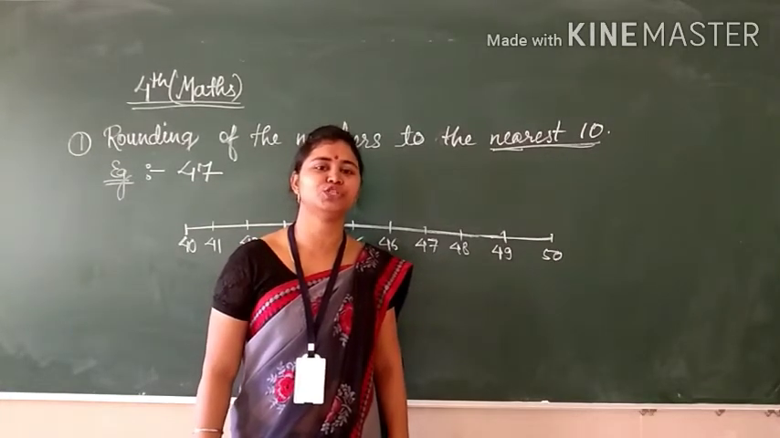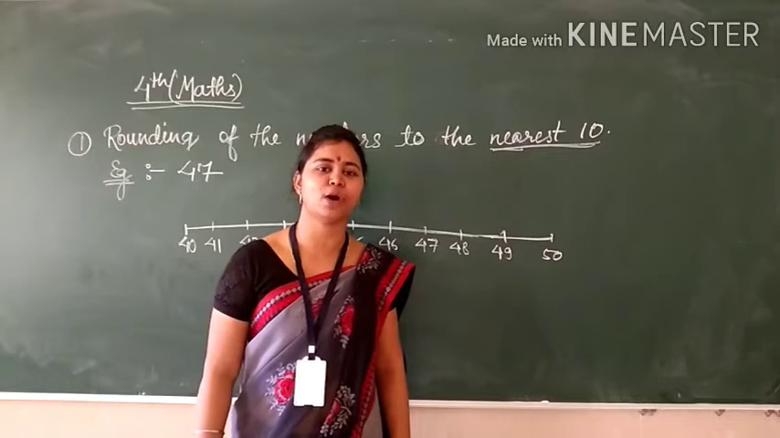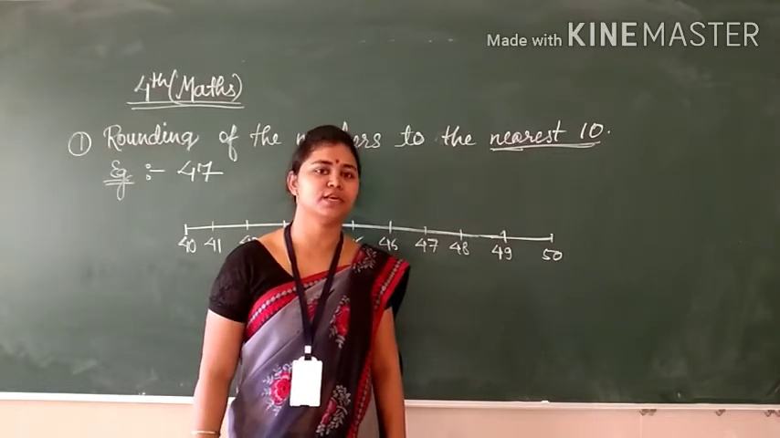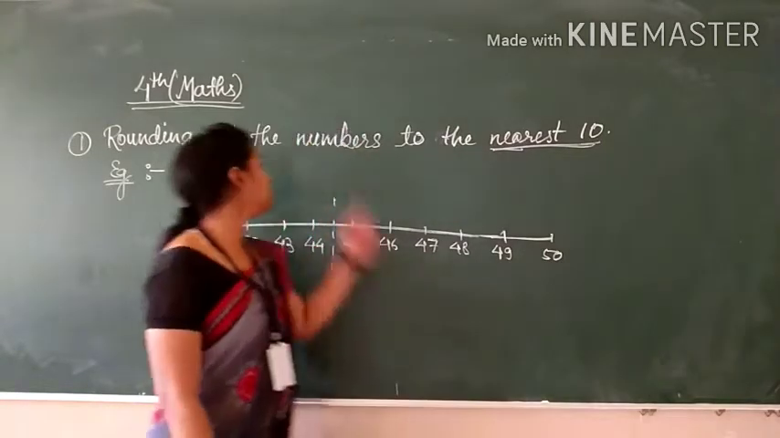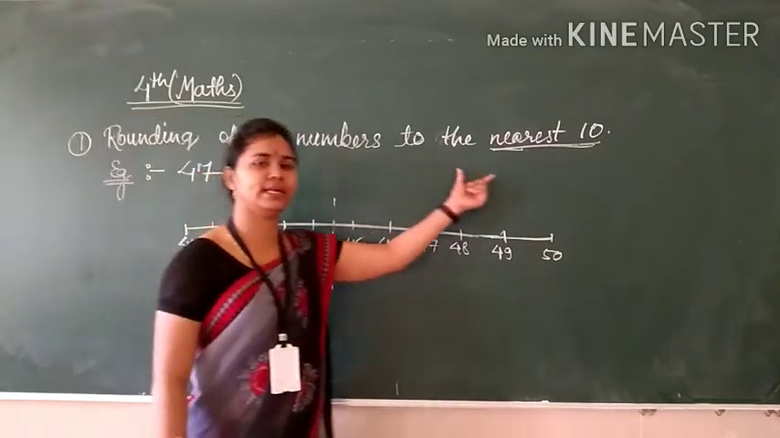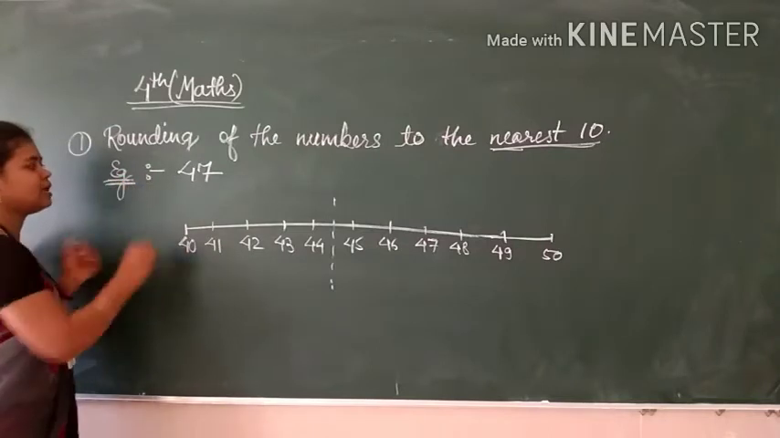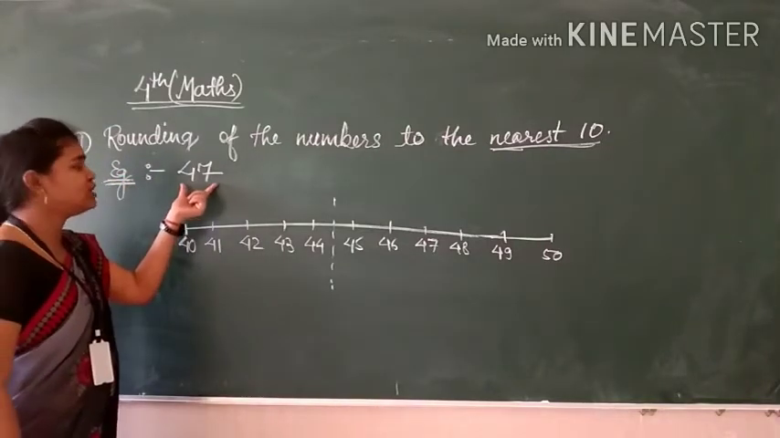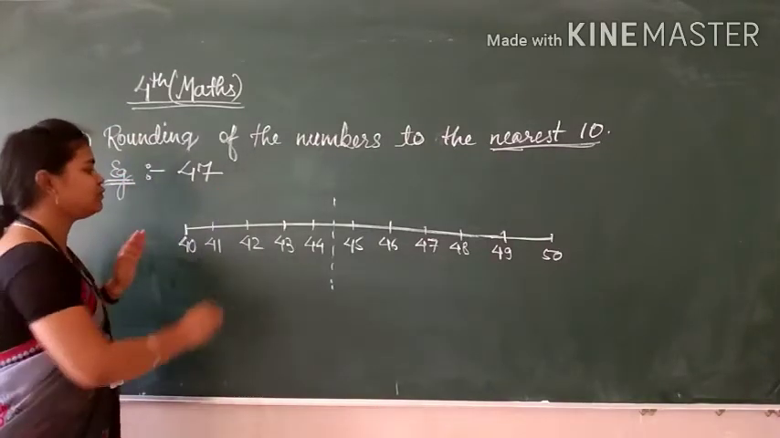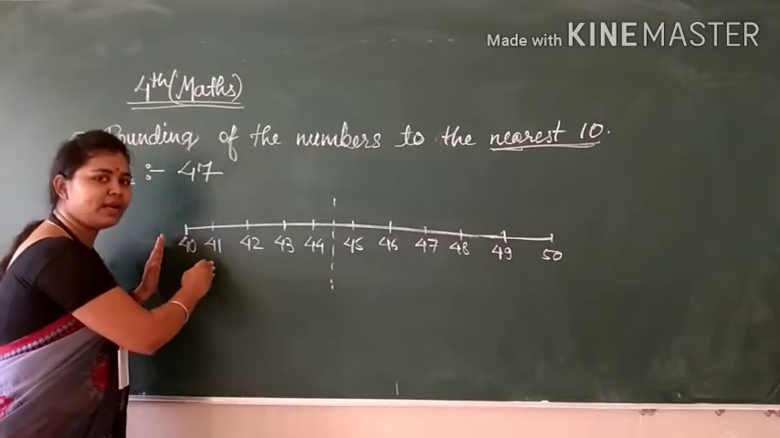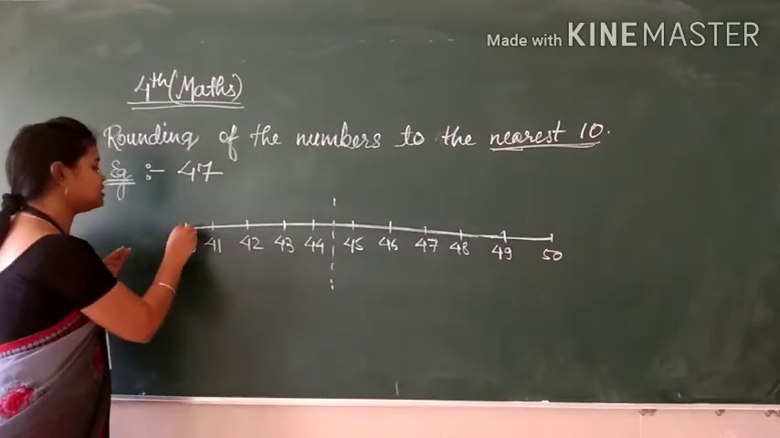Today I am going to teach you class 4th maths and the topic is rounding of the numbers. So our first topic is rounding of the numbers to the nearest 10. So see here, for example, I have taken the number 47. The trick used here is we can see the number line for the best result.